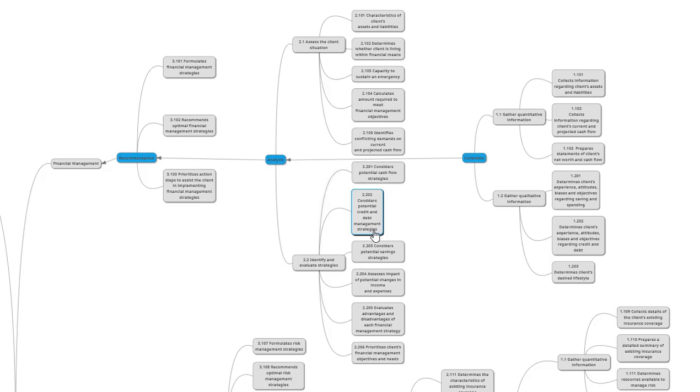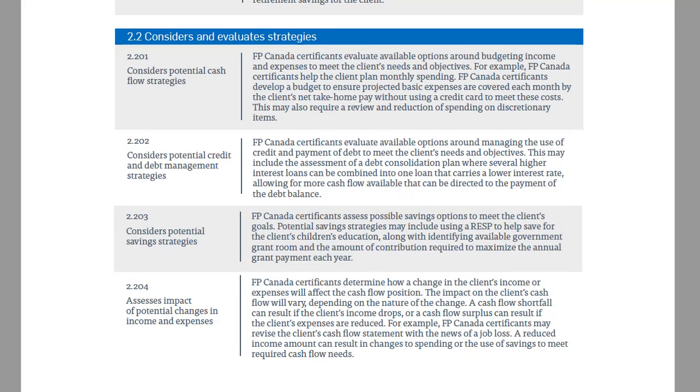So for example, if I wanted to better understand what's under here, 2.202 considers potential credit and debt management strategies, I would go into that document and see what they have to say with regards to that element. So you can see here, I'm under the 2.2, considers and evaluates strategies. Again, my one-page graphic or my mind map is really just showing a visual representation of these elements. But if I want more information on 2.202, considers potential credit and debt management strategies, what are they saying in this document?